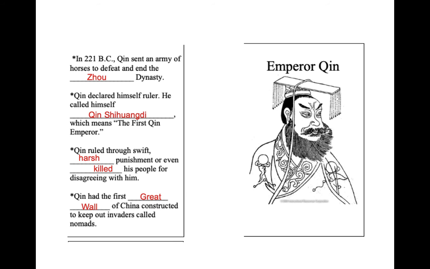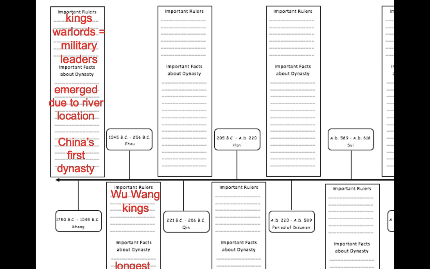Qin had the first Great Wall of China constructed to keep out invaders called nomads. And of course, they were nomadic, meaning they moved from place to place, and they were often moving from the north of Mongolia and coming south into his dynasty, which he didn't prefer.